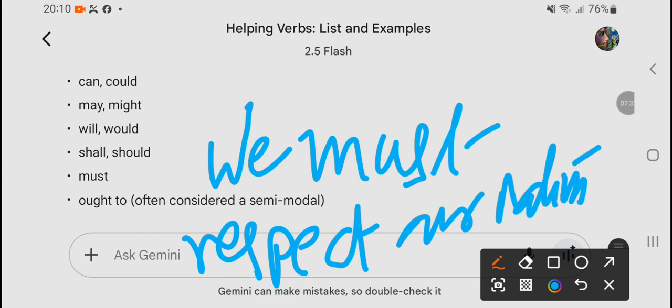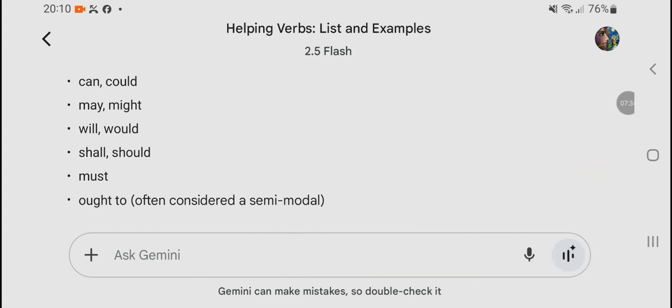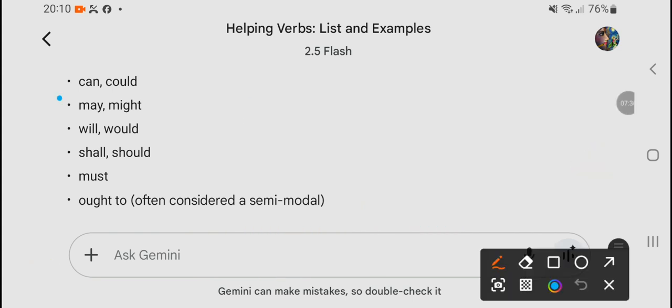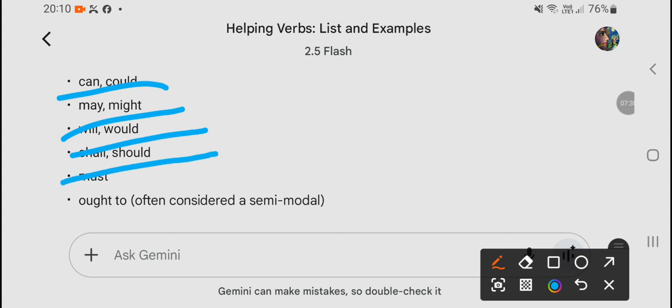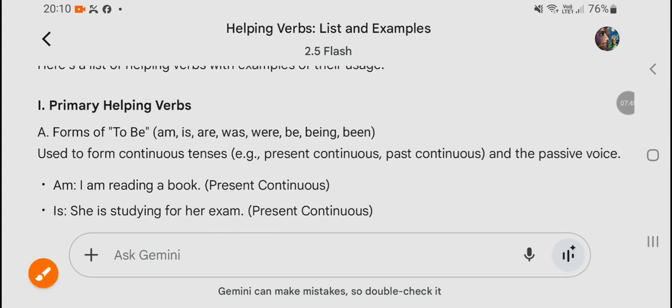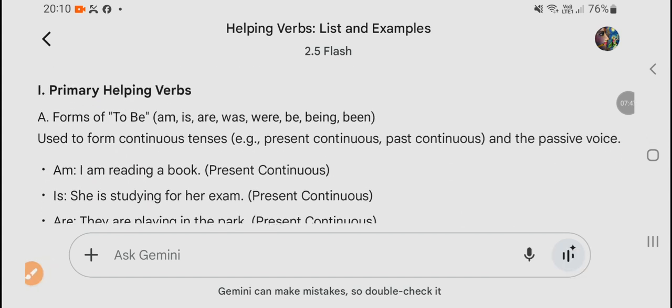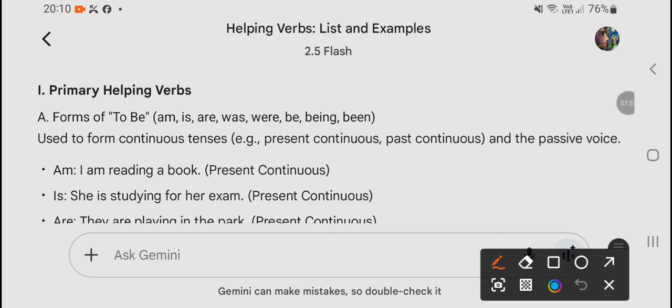This is obligation, right? So that is can, could, may, might, will, would, shall, should, must, ought to. These are called helping verbs. Now come to the primary helping verb. A forms of to be. To be is: is, am, are, was, were, be, being, been. This is called to be form, right?